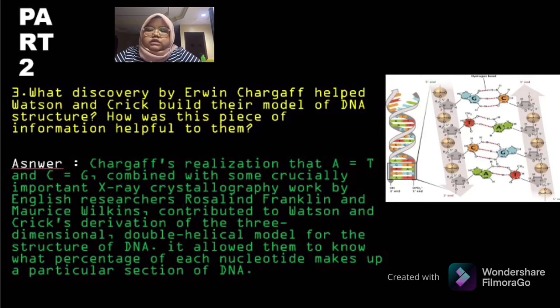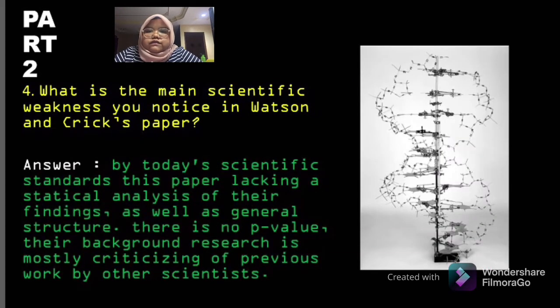So the fourth question, what is the main scientific weakness you notice in Watson and Crick's paper? By today's scientific standards, this paper lacks a statistical analysis of their findings as well as a general structure. So there is no p-value. Their background research is mostly criticizing previous work by other scientists.